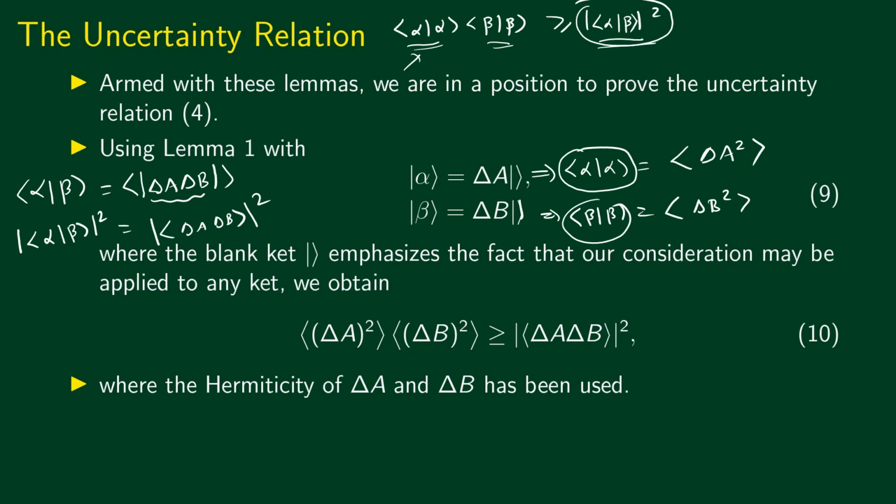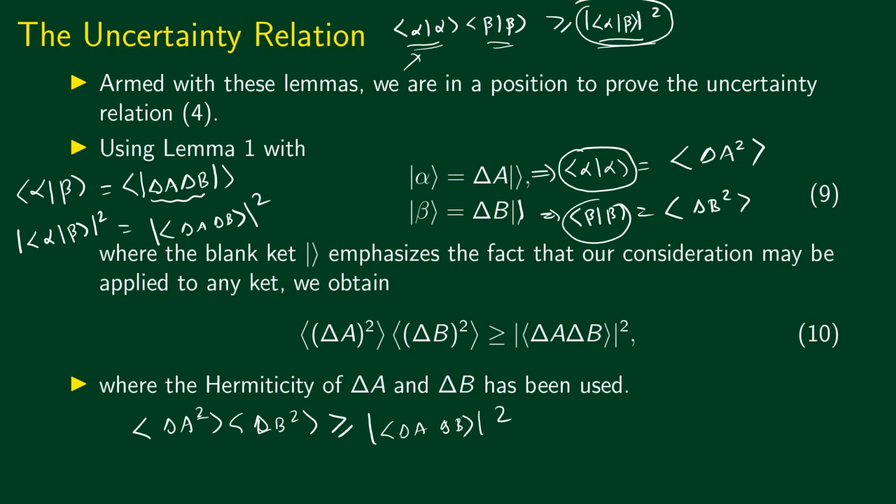Right? Now I just put all this in the Schwarz inequality. So the Schwarz inequality says that we must have the average value of delta A square multiplied by the average value of delta B square is greater than or equal to the right hand side, the modulus square of the average value of delta A delta B. Okay, this is what the Schwarz inequality tells us. So we have used the first lemma.